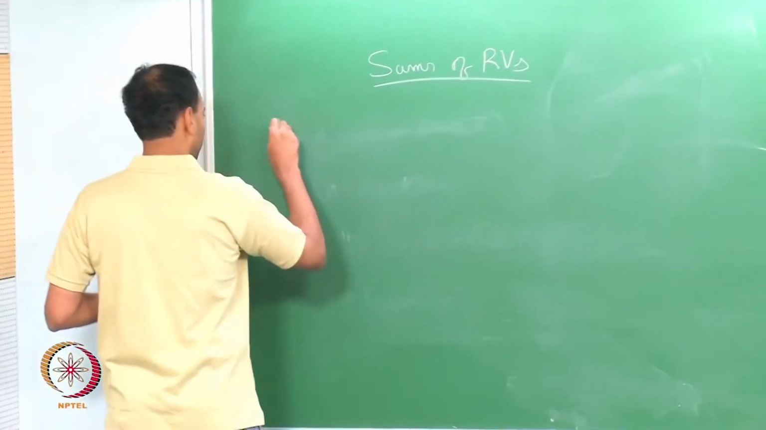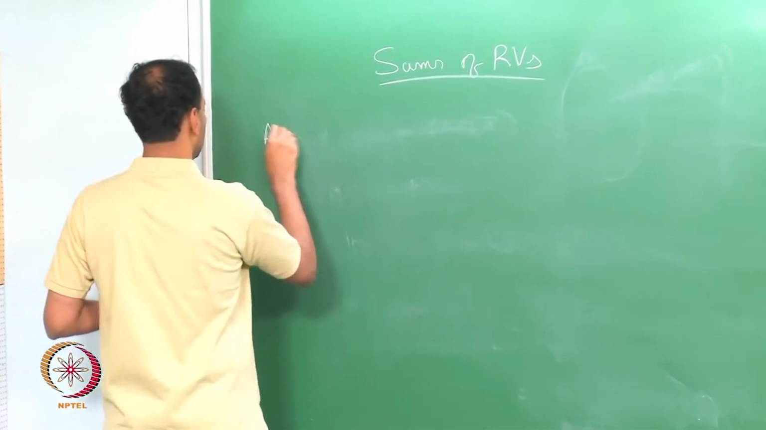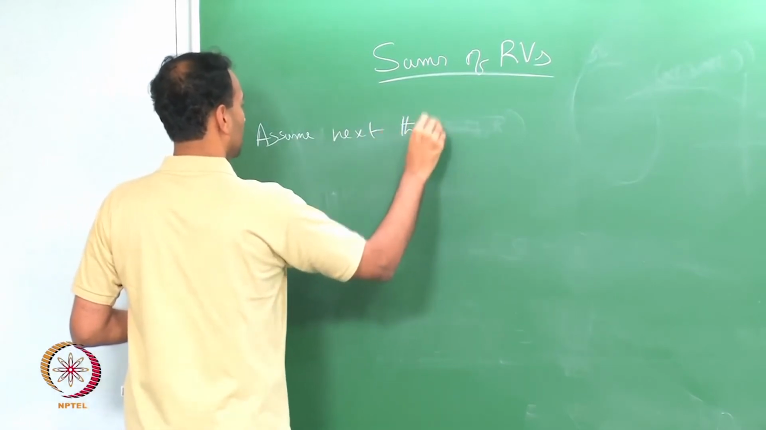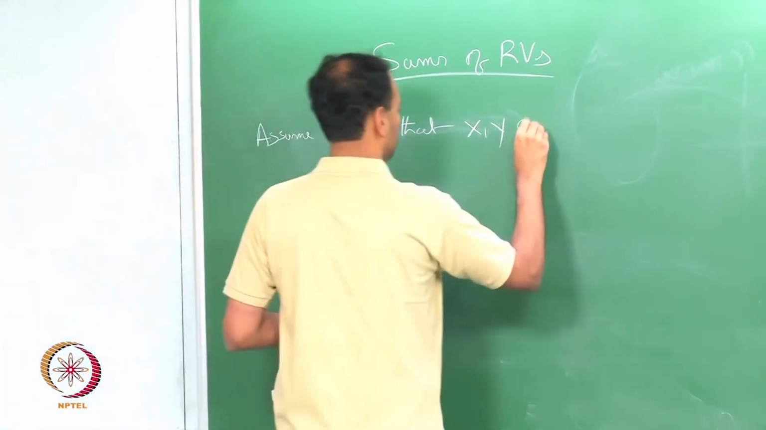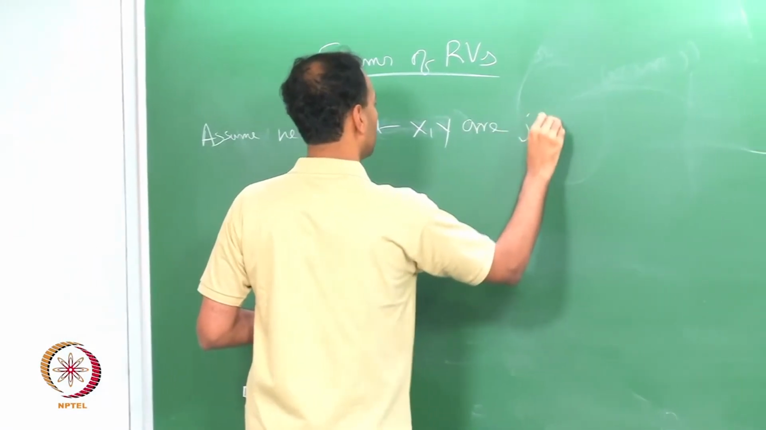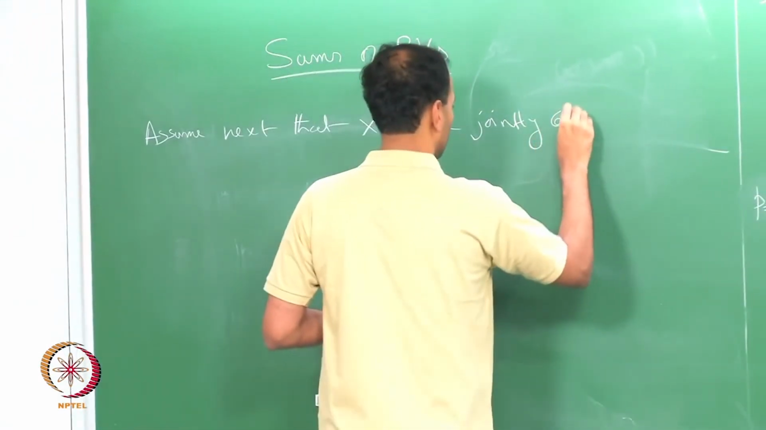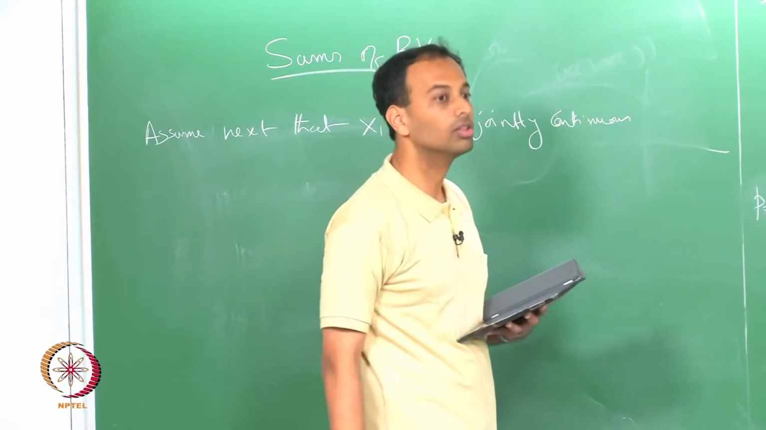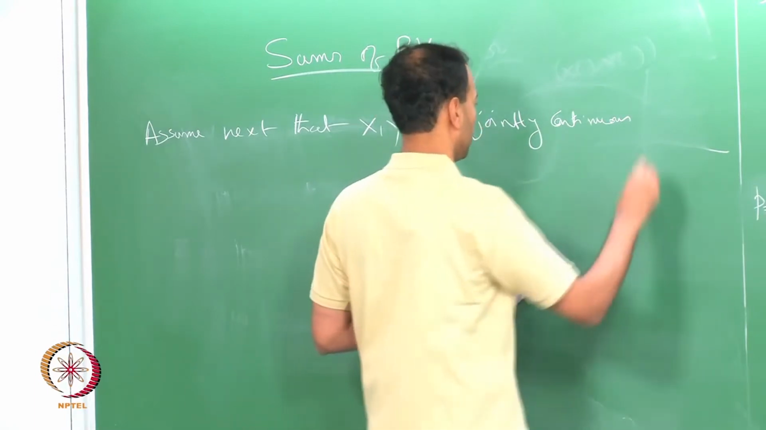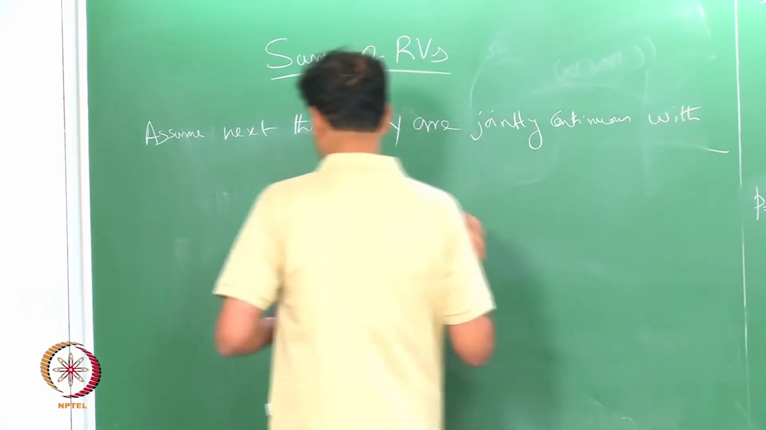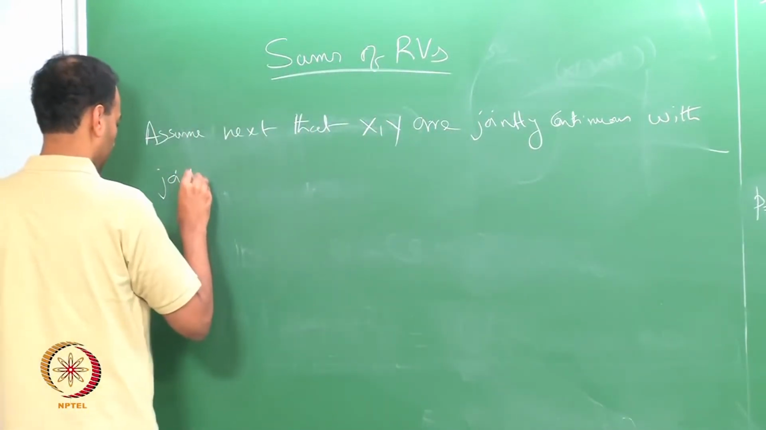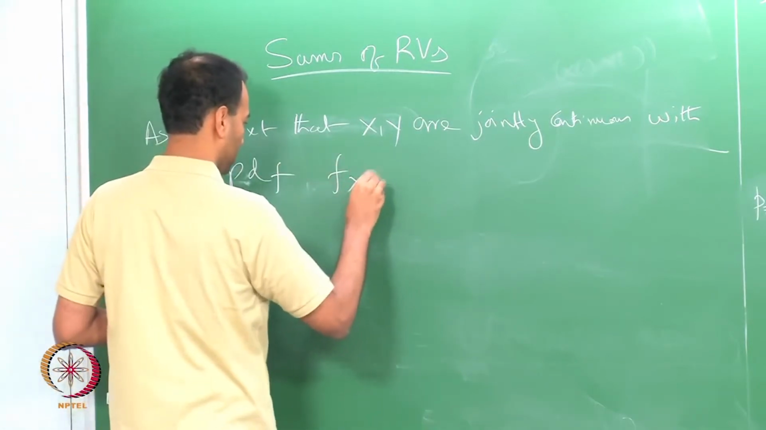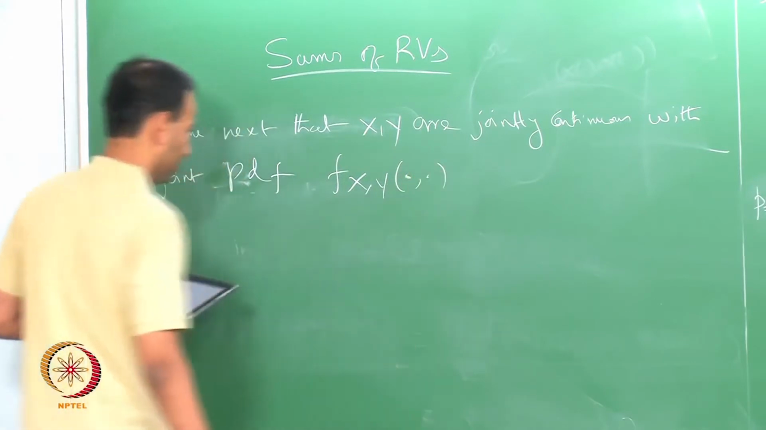Okay, so let us say x and y. So we finish the discrete case; assume next that x and y are jointly continuous. If they are jointly continuous, I have a joint density, joint PDF f x y, which is given to you.